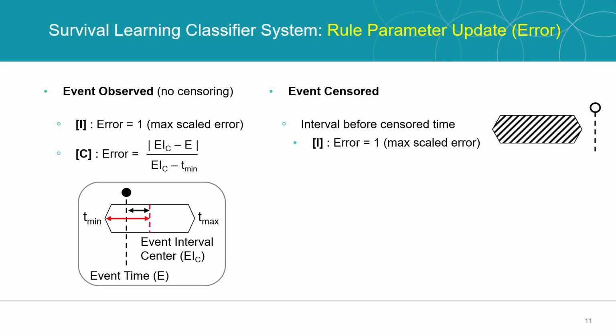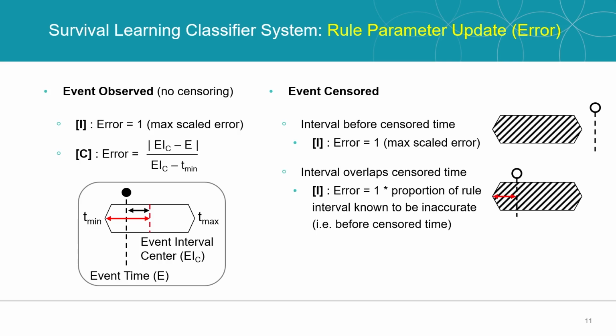Turning to censored events, we have two scenarios to deal with if the rule fell within an incorrect set. If the interval was before the censored time, then the error again is set to a maximum scaled error of 1 by default. But if the interval overlaps with the censored time, then the error is calculated as 1 times the proportion of the rule interval known to be inaccurate. In other words, the proportion indicated here by the red arrow. And lastly, if the censored event was in a correct set, the error was set to 0 by default.